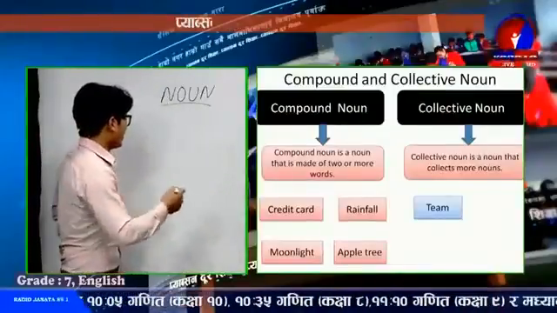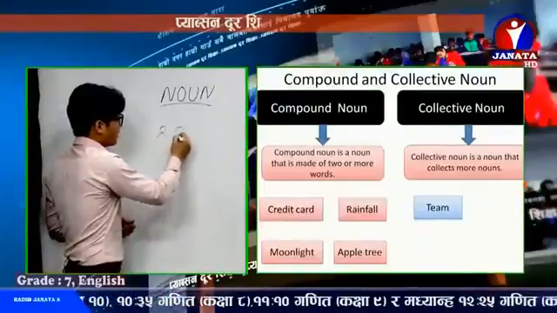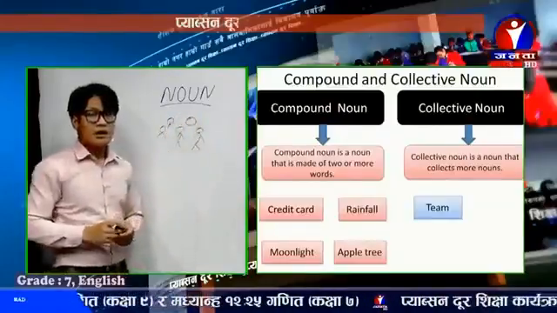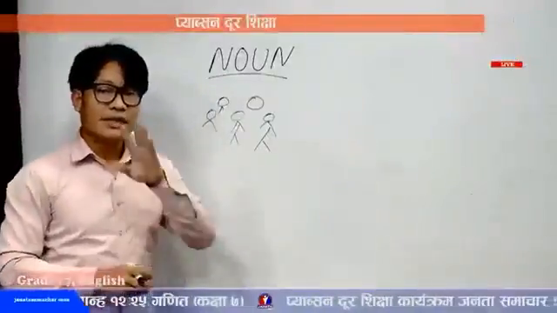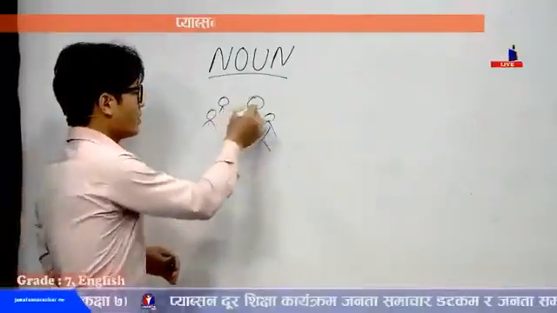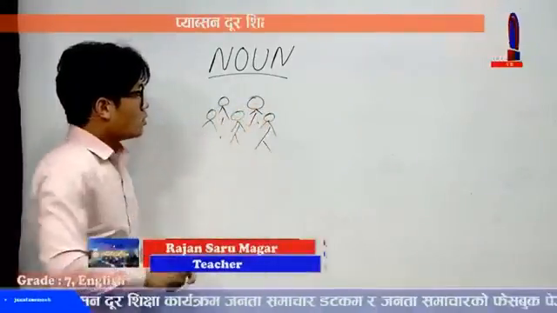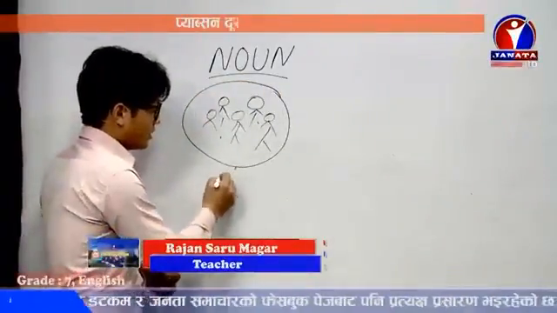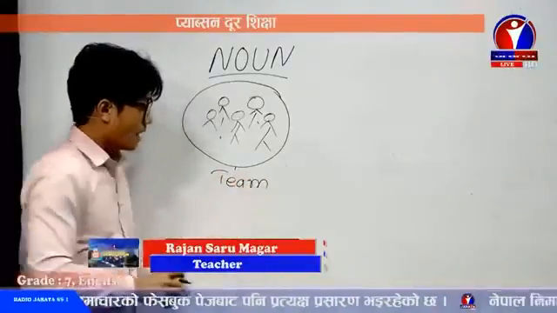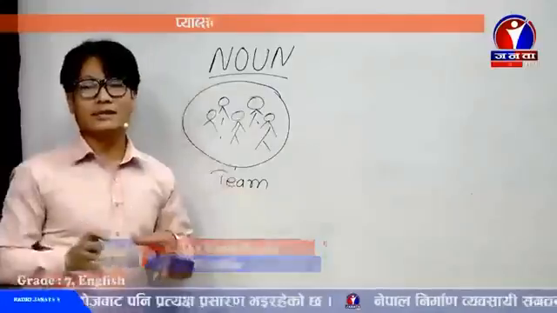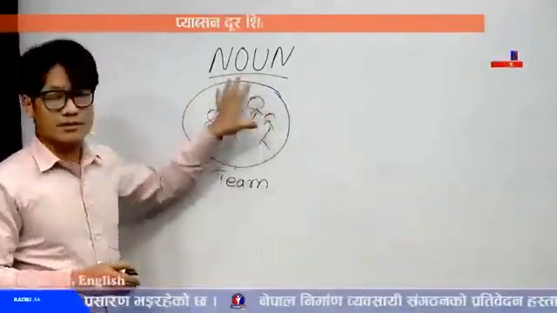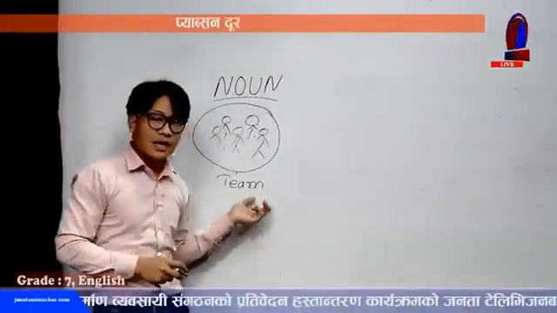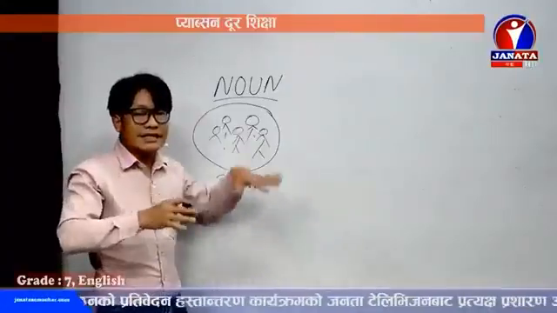So you can see here, for example, a football team. Our football team has 11 players in the field. Okay, so you can see these 11 players are called a team. This word team has collected these 11 players. So this is a collective noun because this word has collected 11 players.